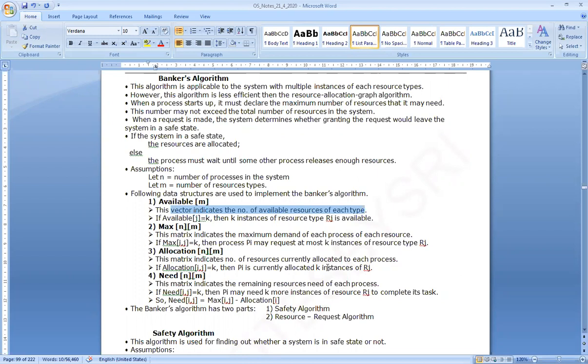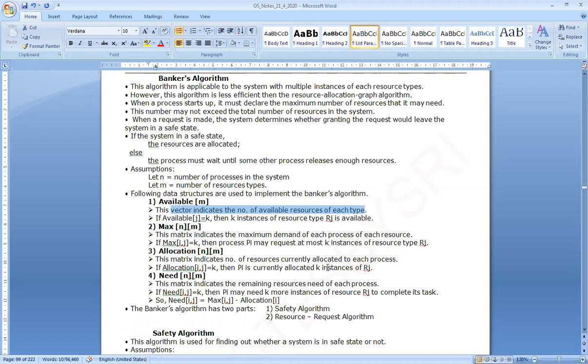Next one is called the allocation. This matrix indicates the number of resources currently allocated to each process. If process P1 is there and process P2 is there, the number of resources allocated to process P1 and the number allocated to process P2 is indicated by this allocation variable.